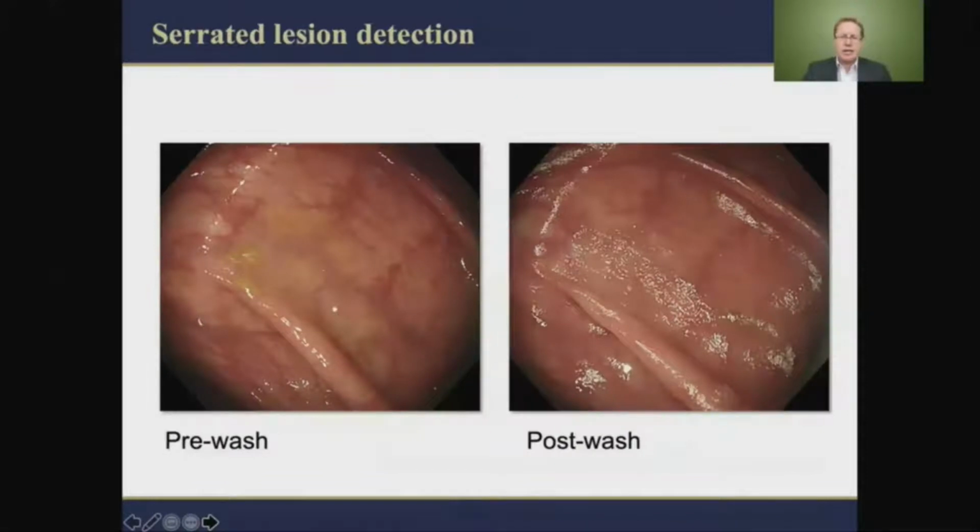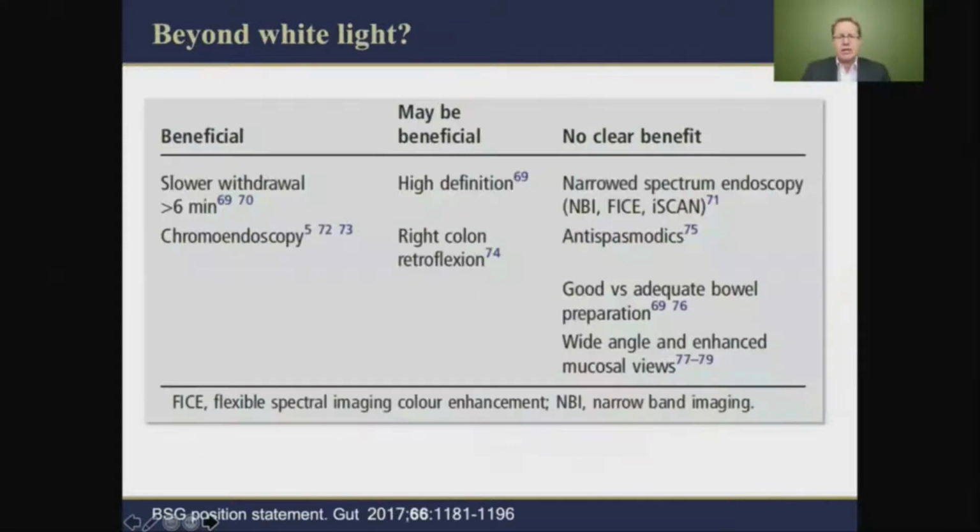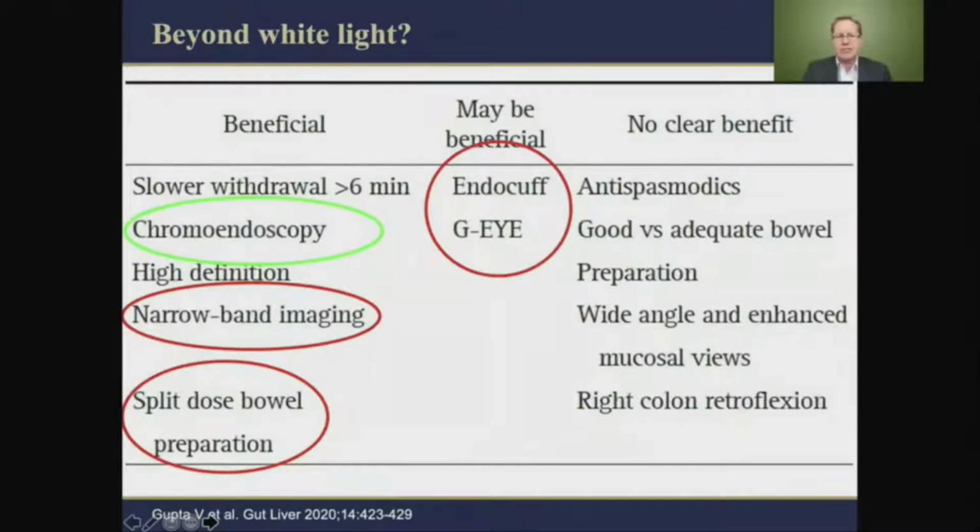So here's a nice example. You can see on the left-hand image there's just a subtle, in the center image, about a 2 centimeter area, with slight blurring of the vessel pattern, and you can see some adherent bile stain mucus. After washing, the lesion becomes, frankly, almost invisible, but with the application of dye, actually we can get quite nice delineation. So this is what we'd thought about in the BSG statement with the available data at that time. And Vipin Gupta, one of our fellows, has updated that in a recent review.